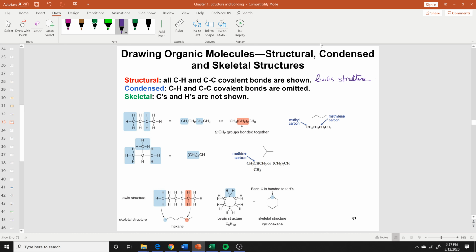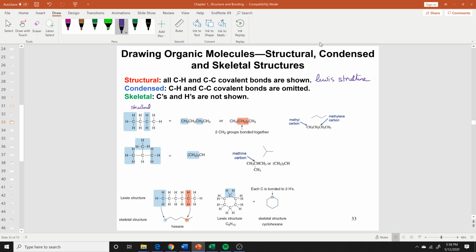So if I have a chain of 4 carbons, this is how I represent it. I show all the bonds between the CC and all the bonds between the CH. This is called a structural representation. It's not always convenient to show the structural. Structural is the Lewis structure, but it's not always convenient, because if you have big molecules with a lot of hydrogens, you're going to spend a lot of time drawing all of these hydrogens and all of these bonds. So the better way to represent it is using the condensed, and the best way is to use the skeletal.